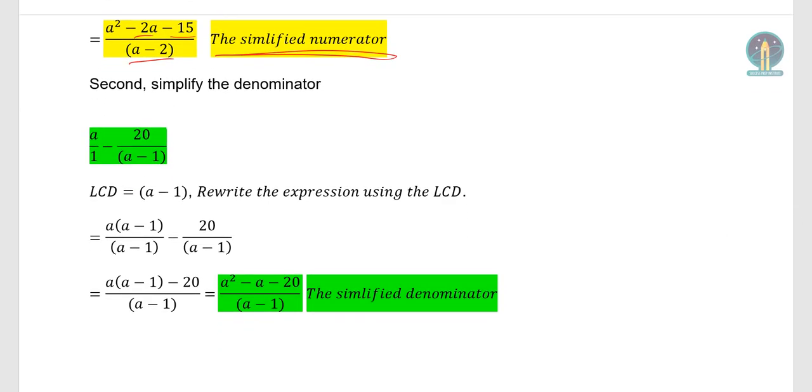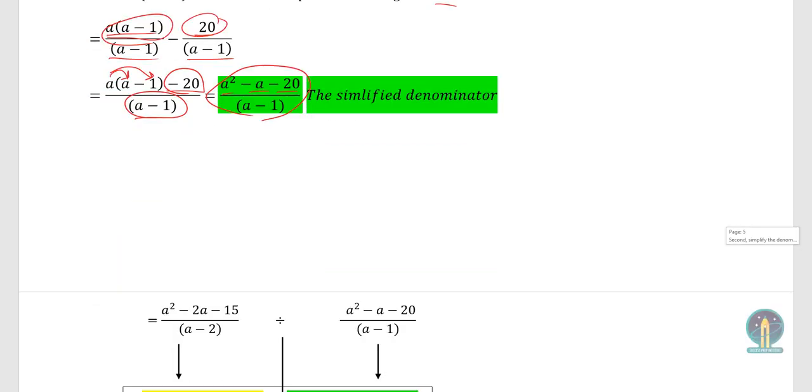Do the same thing for the denominator. Again, take the lowest common denominator of the denominator, which in this case is a minus 1. Rewrite with the LCD, and then rewrite here, and then combine this and this, and then distribute, and then combine with this. We'll get a squared minus a minus 20 over a minus 1. So this is our simplified numerator. This is our simplified denominator.